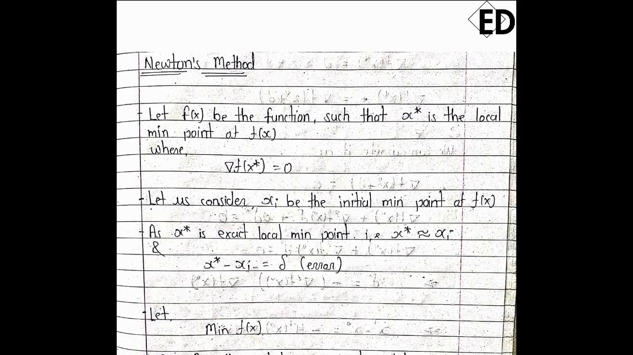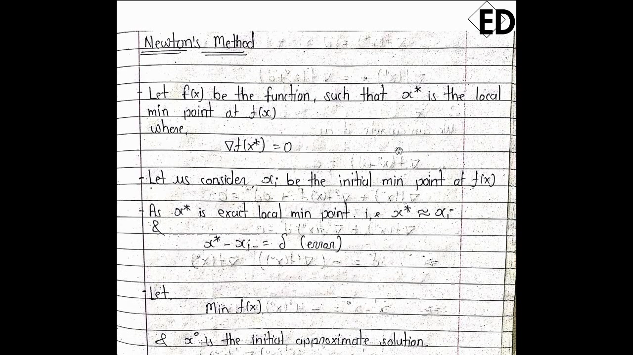Suppose f of x is our function and x star is the local minimum point of that function. We know that if x star is a local minimum point, then the gradient at that point is 0, meaning the slope of the line passing through that point is always 0. Let's suppose xi is the initial approximate solution that we considered for the calculation, because at the initial stage we don't know our exact solution. So for calculating our exact solution, we consider some xi point somewhere on the downward part of our curve.